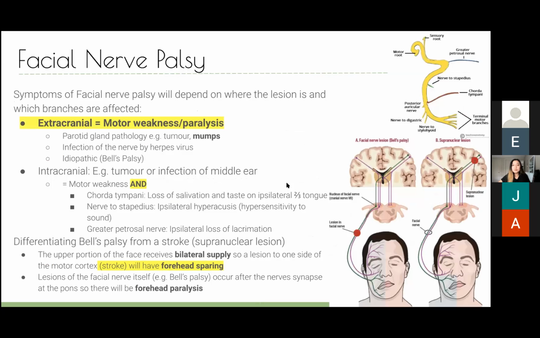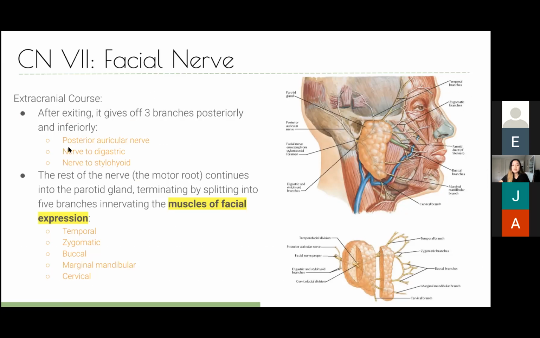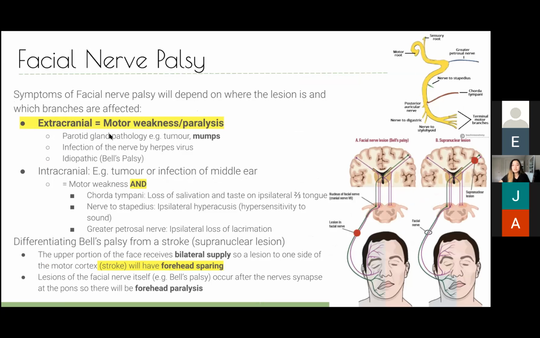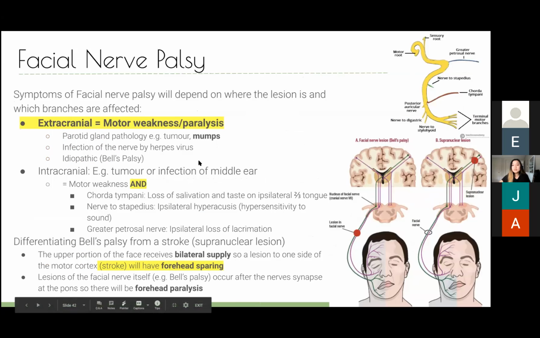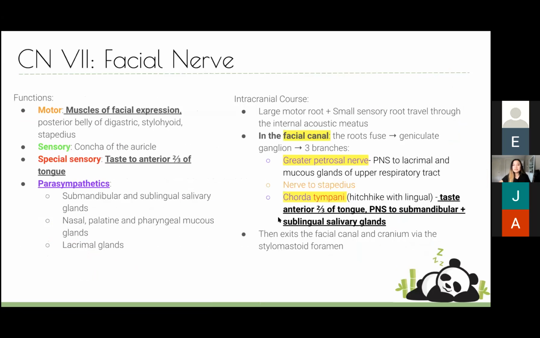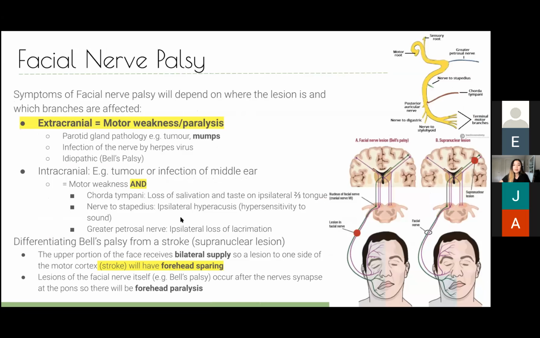So facial nerve palsy. Symptoms depend on where the palsy is. If it's only in this extracranial course, then you're just thinking motor weakness and paralysis, because you can see that all of these things just do motor things. If it's intracranial, then it can affect the things before that. So all of these things here. So that can include loss of salivation and taste, loss of lacrimation, for example, as well.